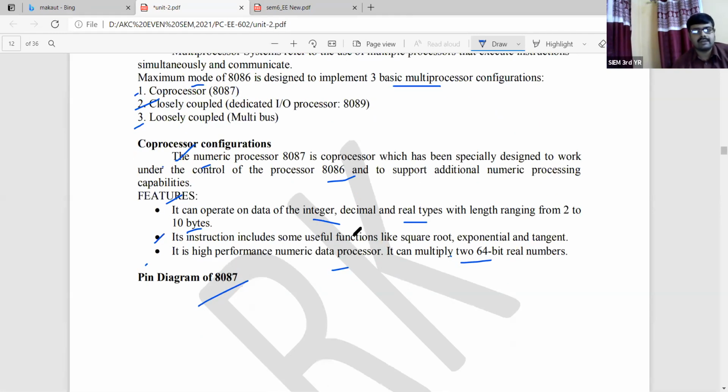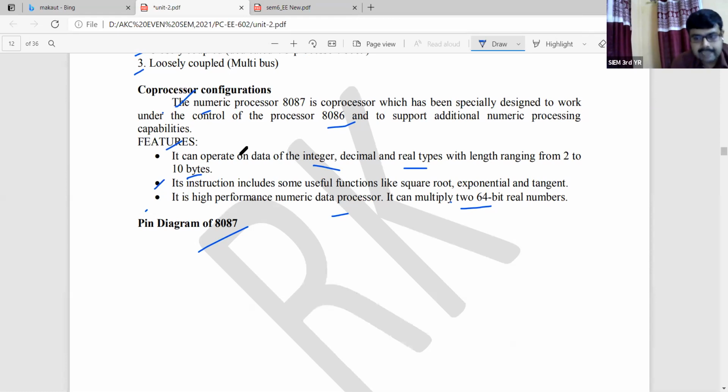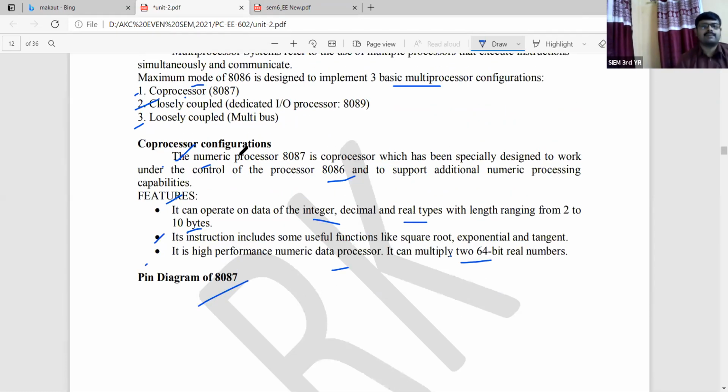Then we have studied the core processor configuration, that is the first part, called the 8087. Which type of processor is 8087? 8087 is basically a numeric processor. It is a core processor which has been specially and dedicatedly designed to work under the control of the processor 8086. I am again repeating, that is a dedicated type of processor. The application of the 8087 is a dedicated hands-on application with the 8086, and the basic task of this processor is to work as a numeric processor, to perform the numeric tasks, the numeric operations.